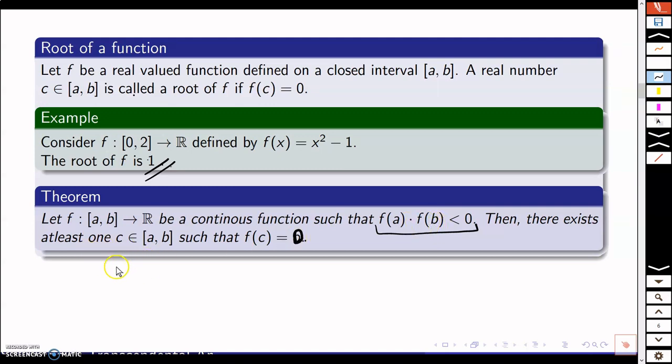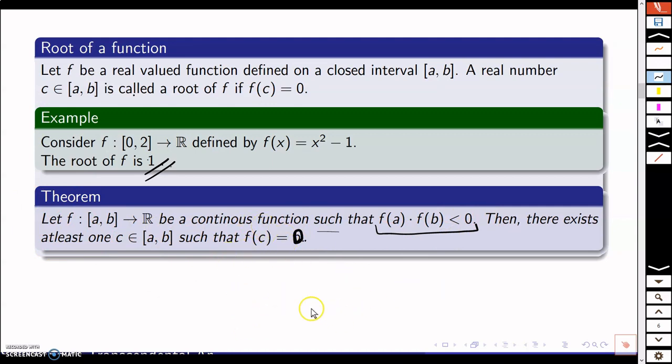So I need a continuous function on some interval [a, b] such that the value of the function at a and the value of the function at b have opposite signs. One of them is positive and the other one is negative. I'm not worried about which one is positive and which one is negative. I only need that one of them is positive and the other is negative. Then their product will be negative. So if these conditions are satisfied, then this function will definitely have a root in this interval [a, b]. This is what this theorem says.